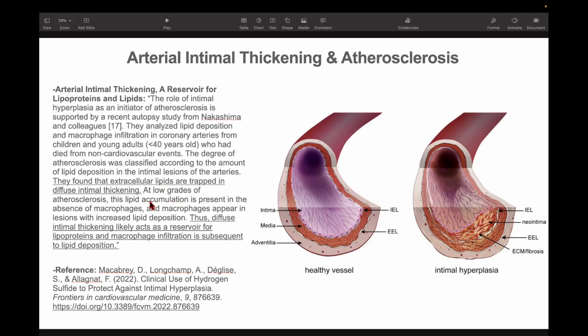At low grades of atherosclerosis, this lipid accumulation is present in the absence of macrophages. So macrophages are immune cells, and macrophages appear in lesions with increased lipid deposition. So we're going to talk about this. Thus, diffuse intimal thickening likely acts as a reservoir for lipoproteins, and macrophage infiltration is subsequent to lipid deposition.